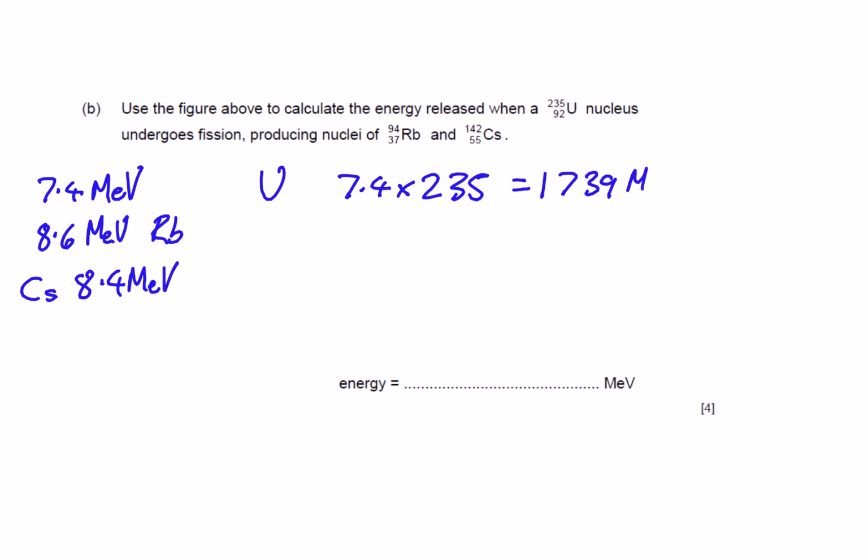that comes out as being 1739 mega electron volts. And I'm creating these other two atoms, the rubidium and the cesium, and the rubidium is 94, so let's go 8.6 multiplied by the 94, and that comes out as 808. And finally the cesium is 8.4 multiplied by 142.